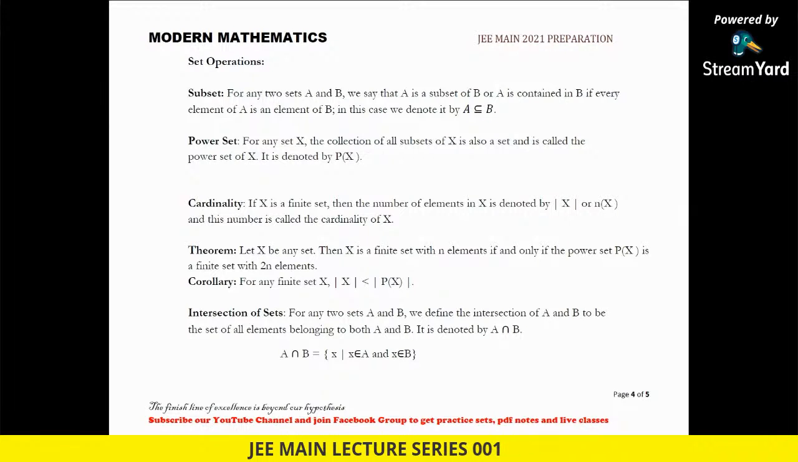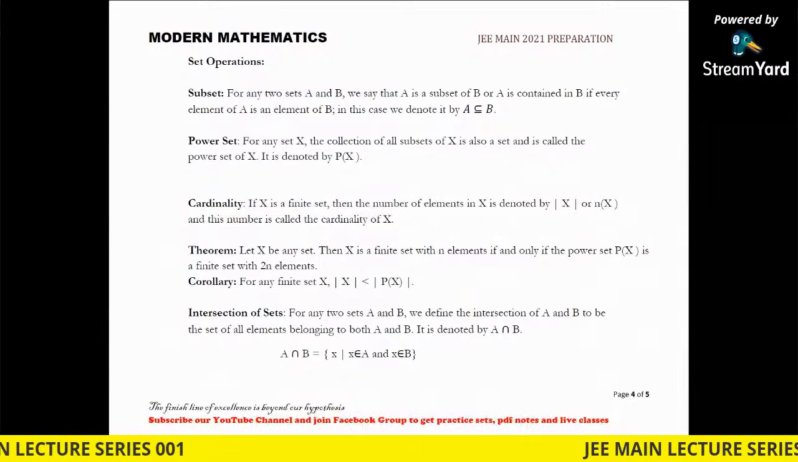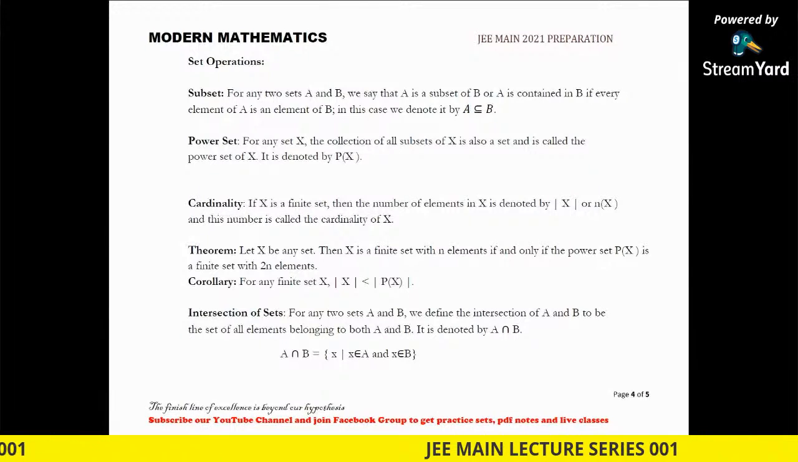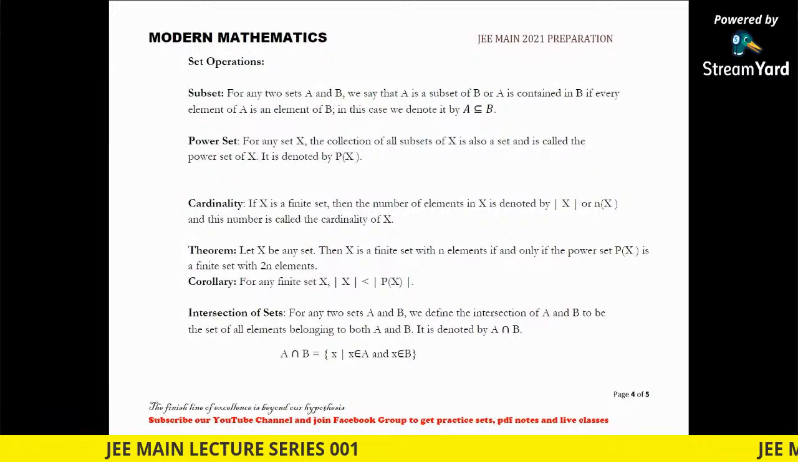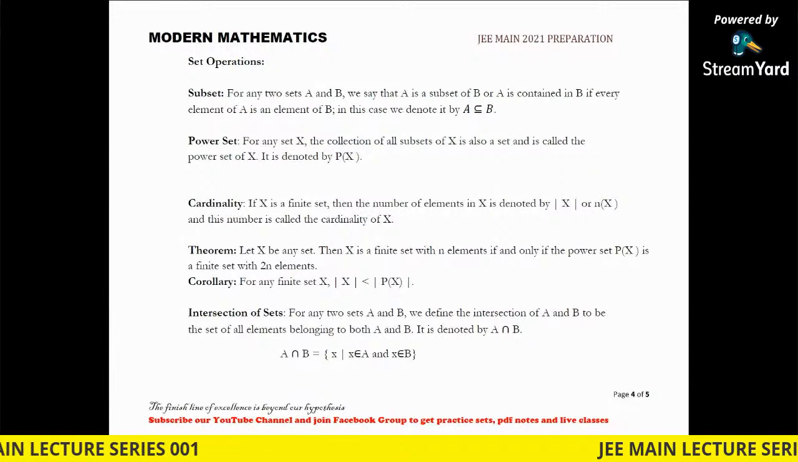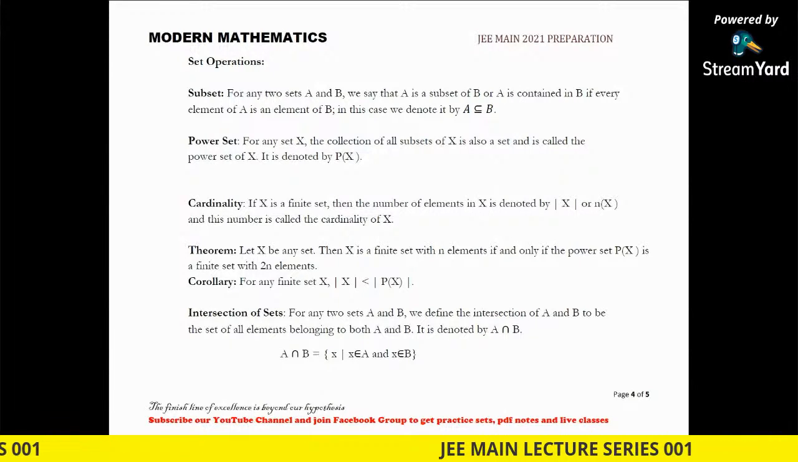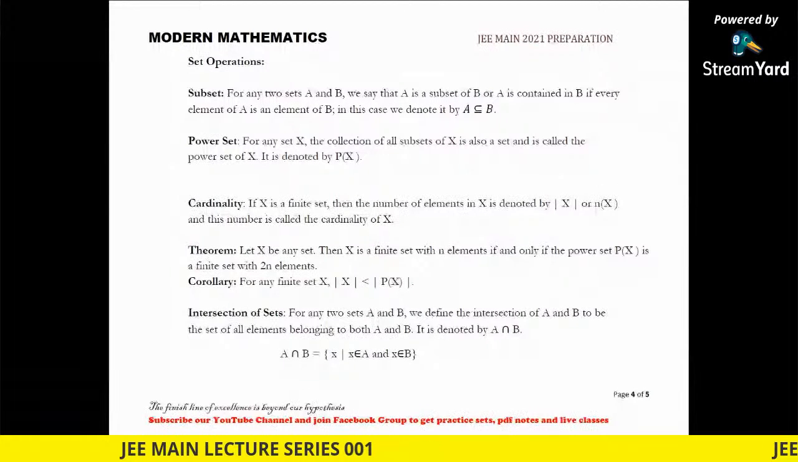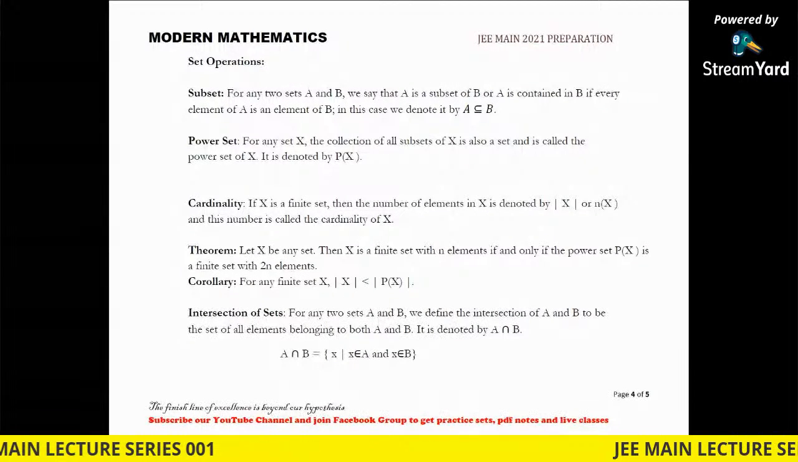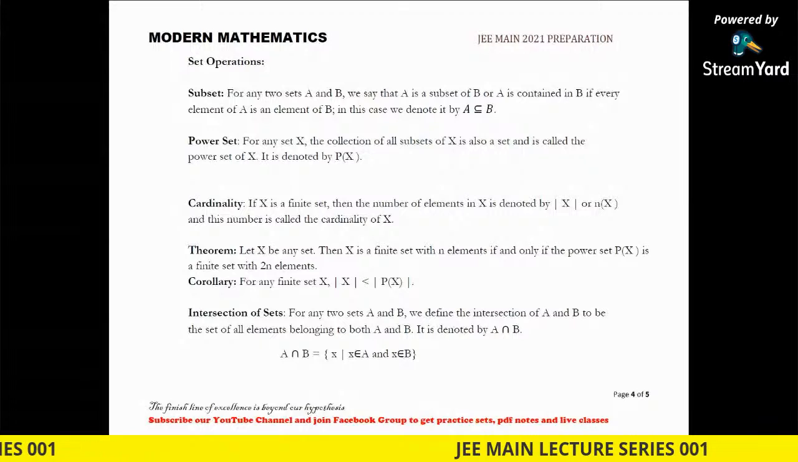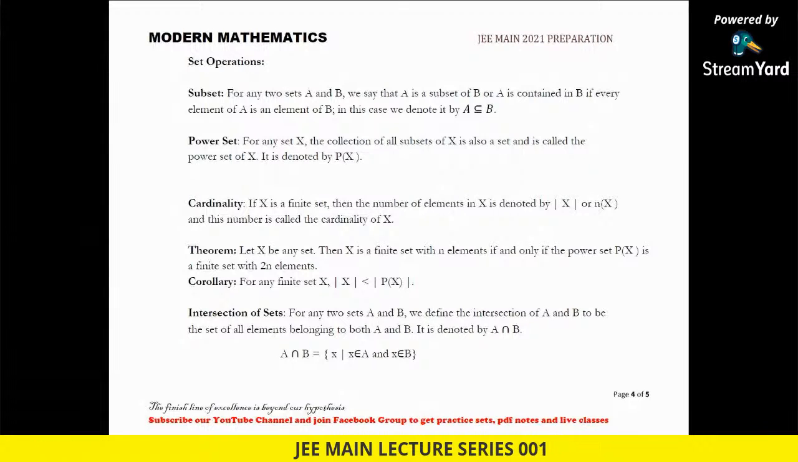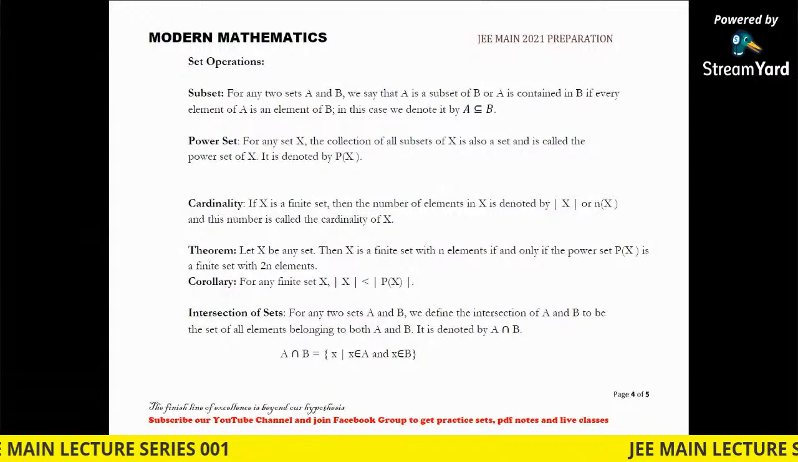And intersection is also a binary operation. Why? By one operator, one intersection sign, you can operate on two sets at a time, not more than two. So this is a binary operation. We have to discuss the binary operation in our discussion of relations.